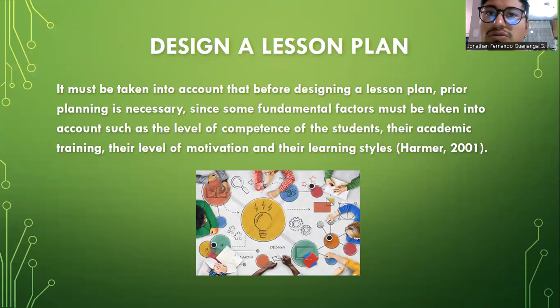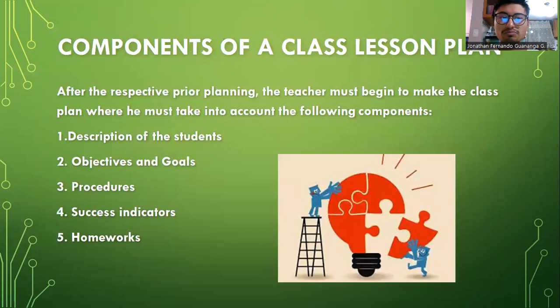Now, after the respective prior planning, the teacher must begin to make the class plan, where he must take into account the following components. Number one, a description of the students. Number two, objectives and goals. Number three, procedures. Number four, success indicators. And the final number five, homework.